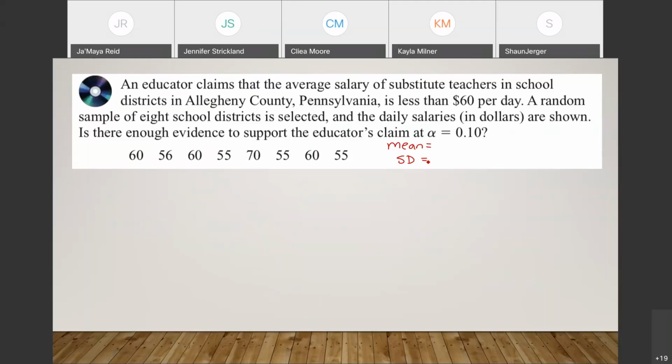An educator claims that the average salary of substitute teachers is less than $60 a day. Then it says we have a random sample of 8 school districts. So this is your sample right here. Know that anything that we calculate with those numbers is going to be a sample statistic. When we calculate the mean, it's the sample mean. When we calculate the standard deviation, it's the sample standard deviation. I know right now that I'm going to be using the new table to work this problem.